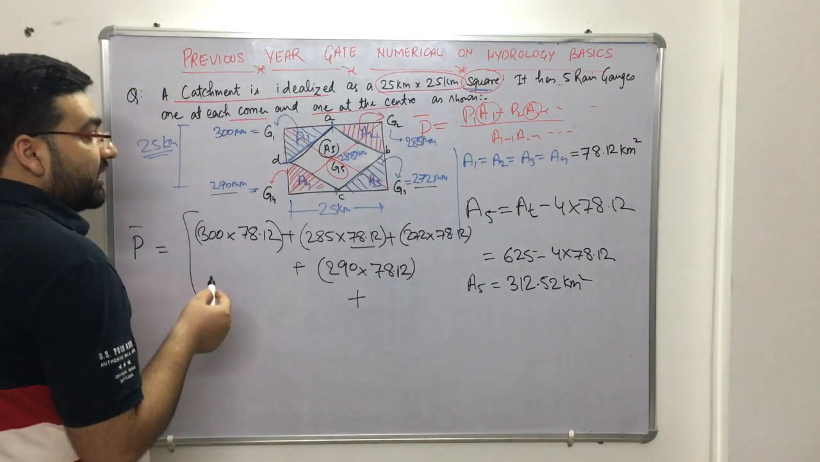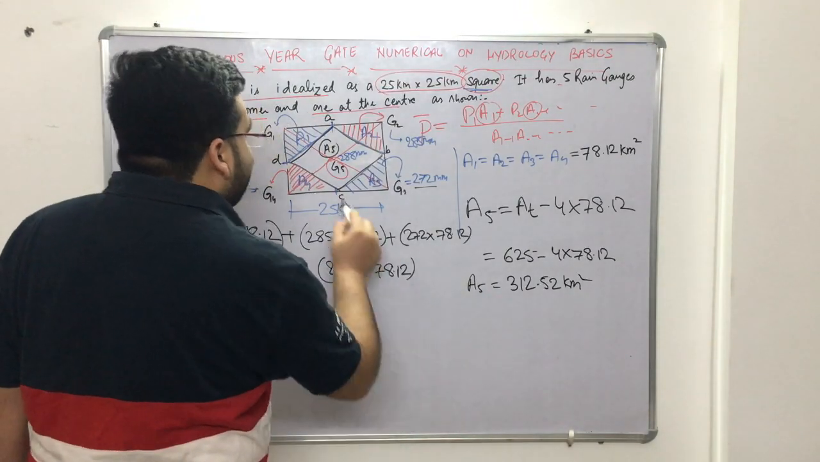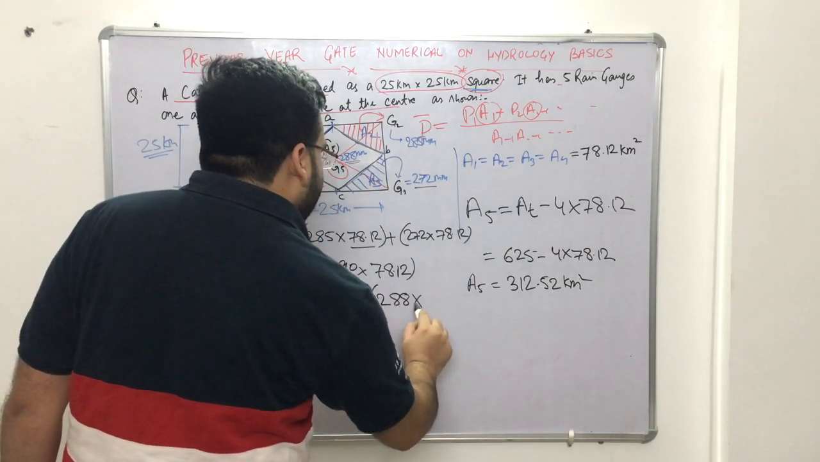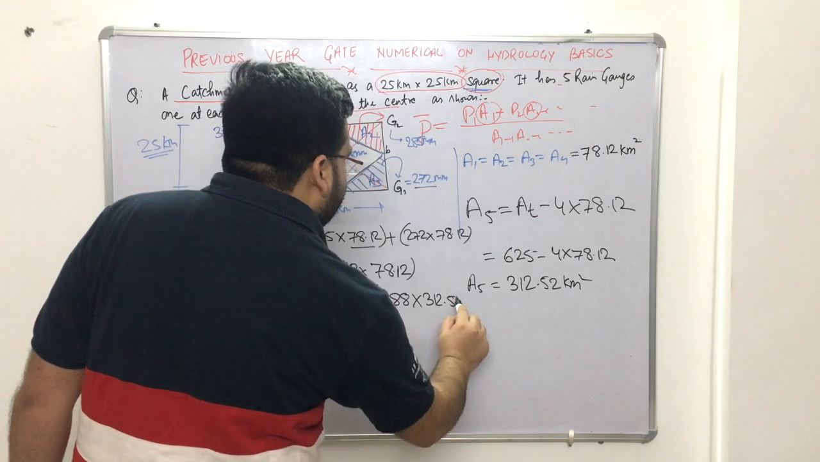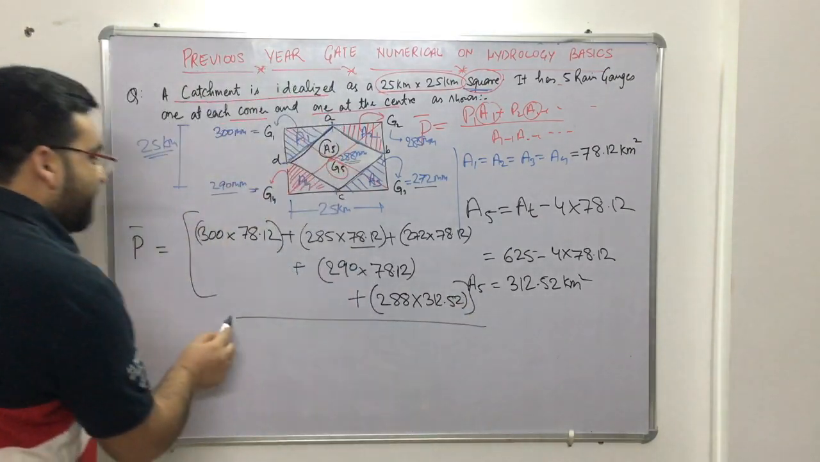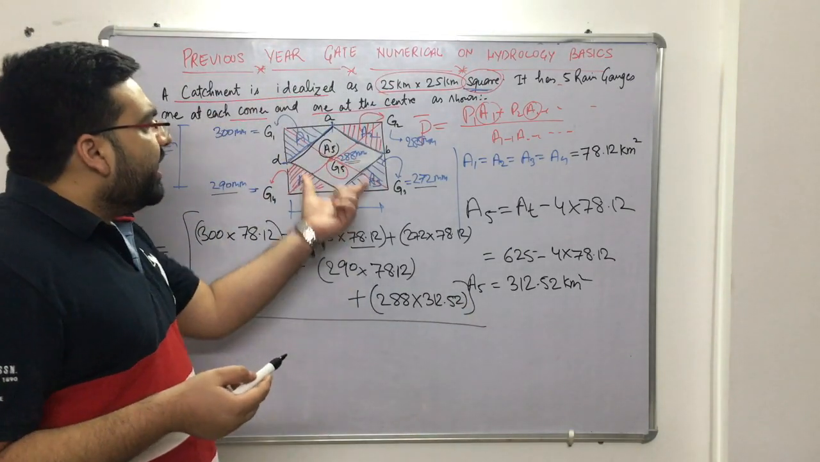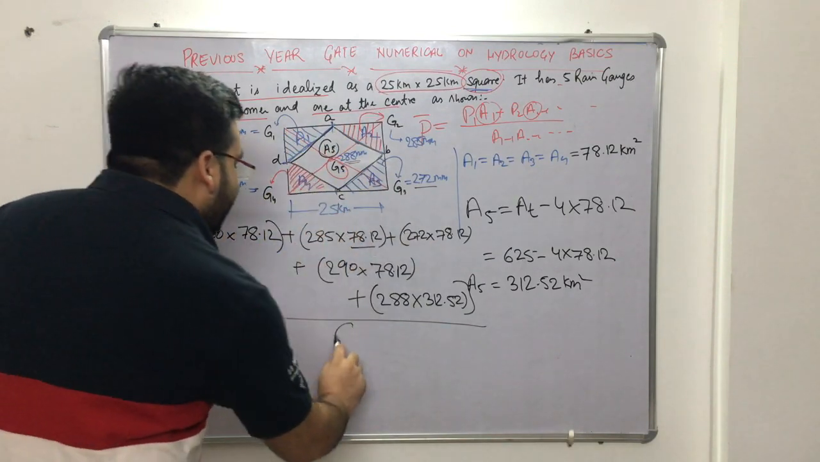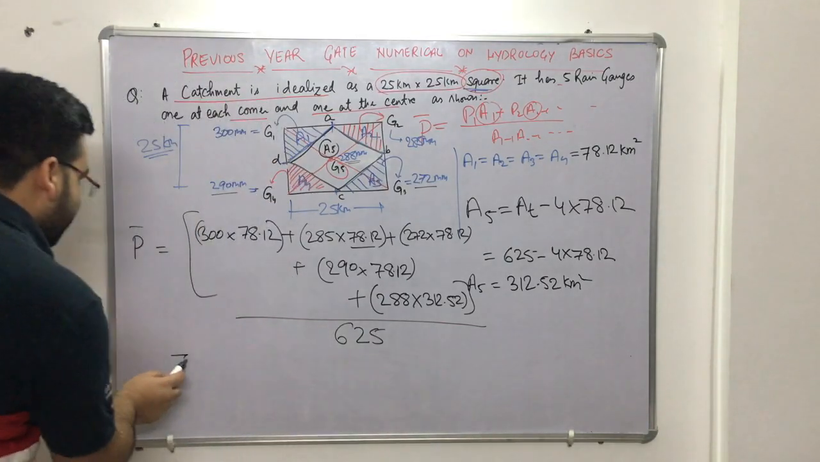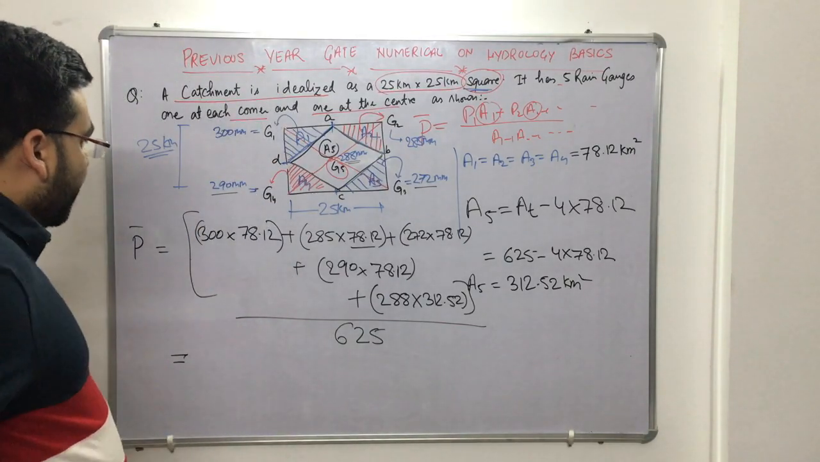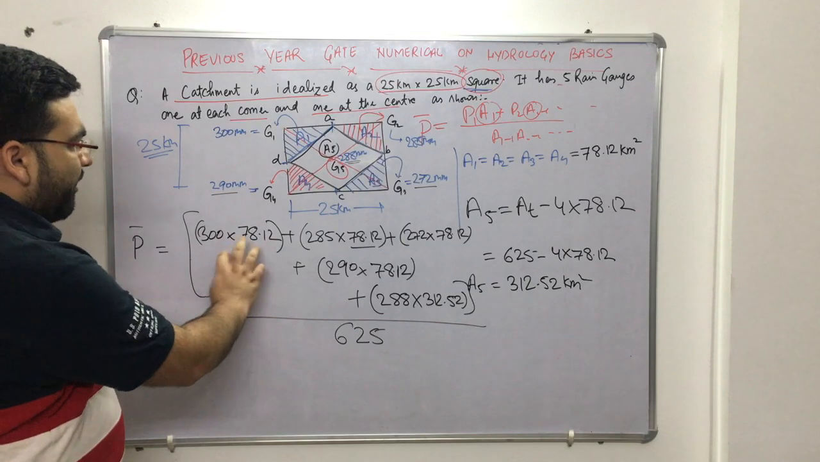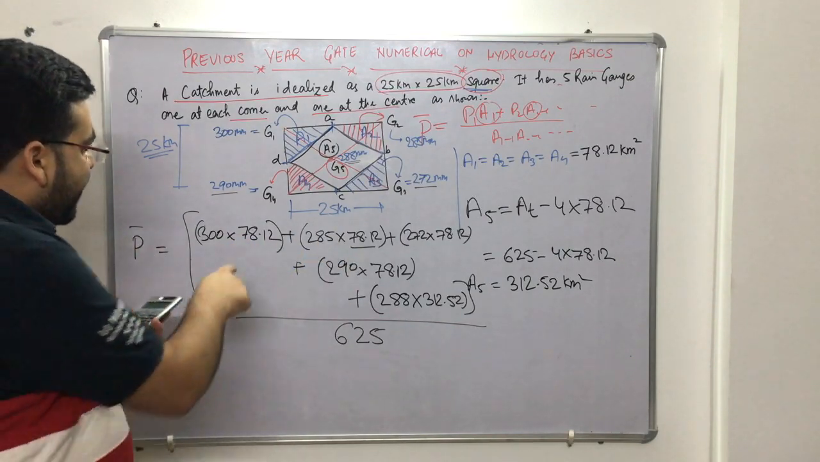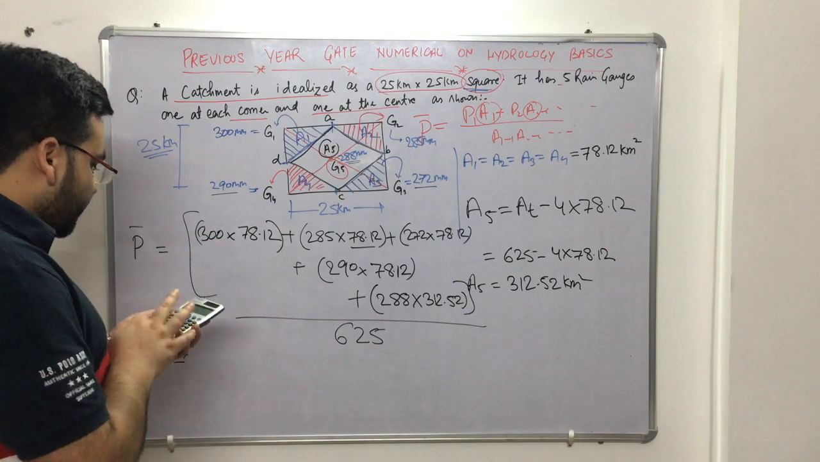For the fifth one, the area is this much, and the precipitation is 288, that is 288 into 312.52, divided by the total area. The total area would be 25 into 25, that is 625 kilometers square. So let me calculate how much the answer is. If I take just 78.12 common, just add it and you will get the answer. So it is a quicker method.